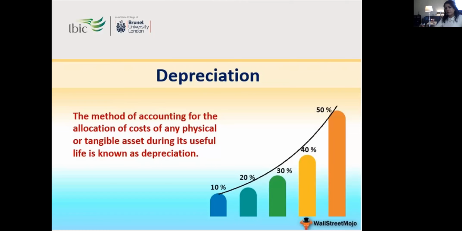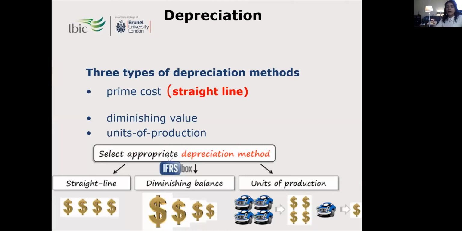Dear students, in this lesson we're going to go over different methodologies, which I just named for you previously, to find a useful method to calculate the depreciation. We have three different methodologies. The first one is the prime cost, which is also called straight line. The second one is diminishing value, and the third one is unit of production.